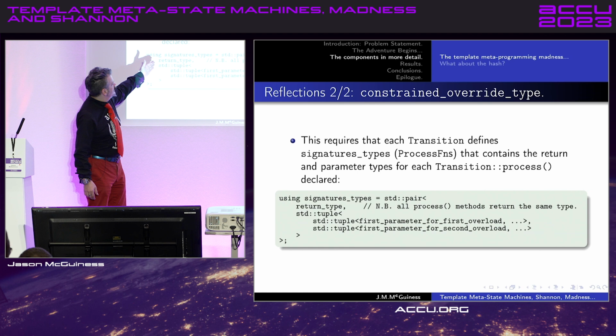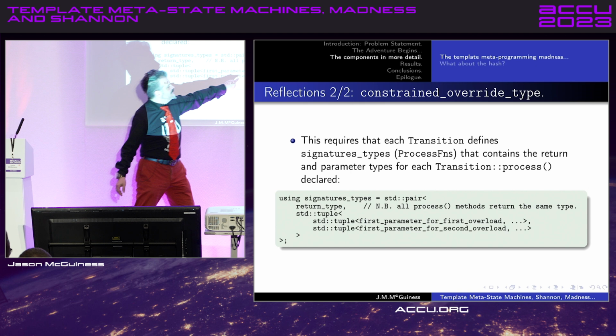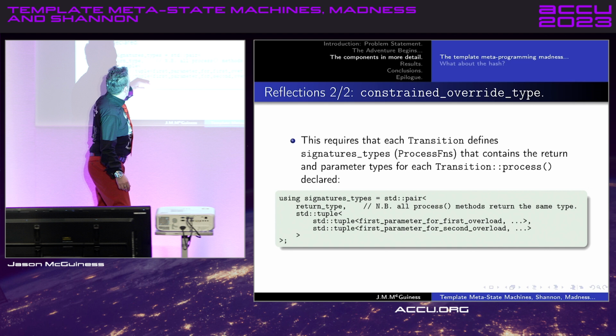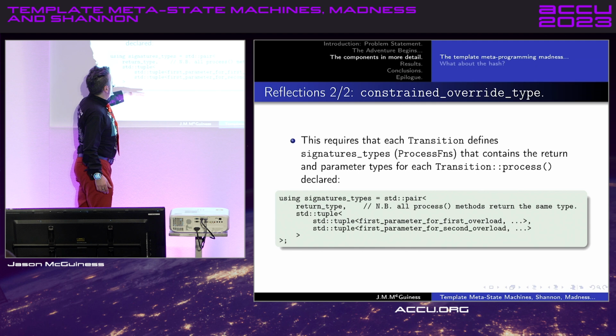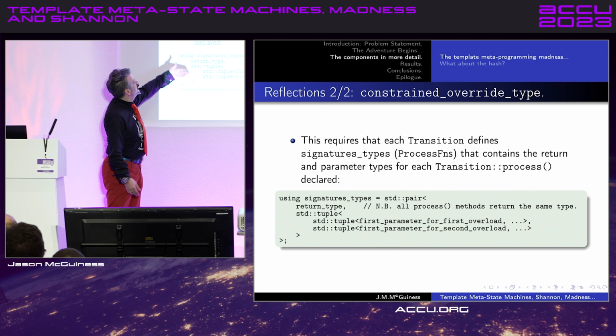And now we see a tuple of tuples, where we've got the first parameter for the first overload, second parameter for the first overload, and so on. Next tuple, first parameter for the second overload, and so on. Because remember, we've got those process methods, but no reflection. We don't know the argument types. Ouch. So we can't recover them, so you have to tell it.